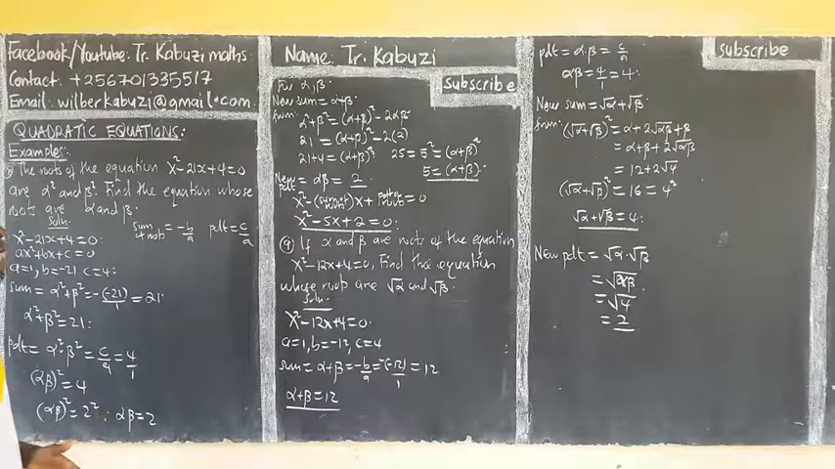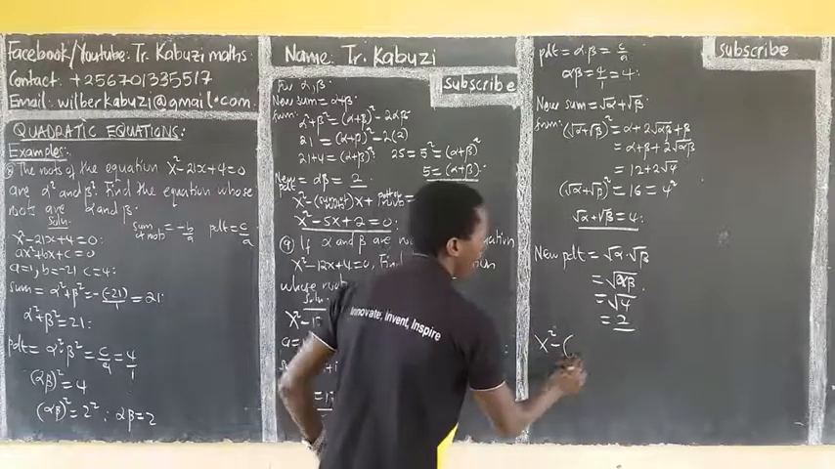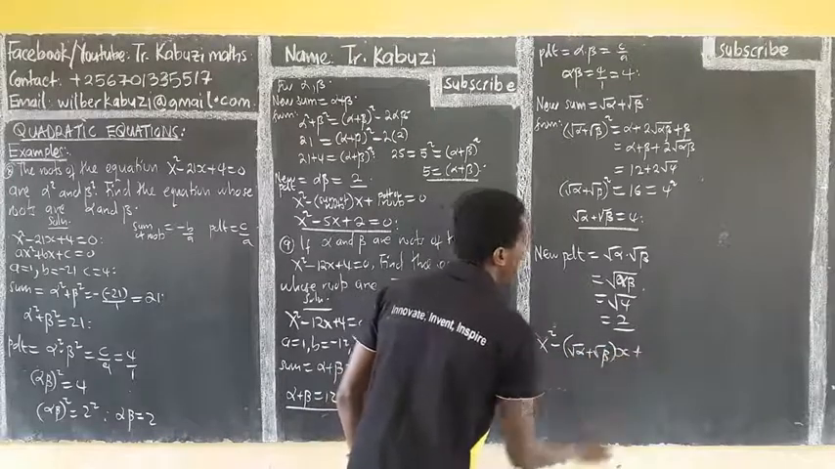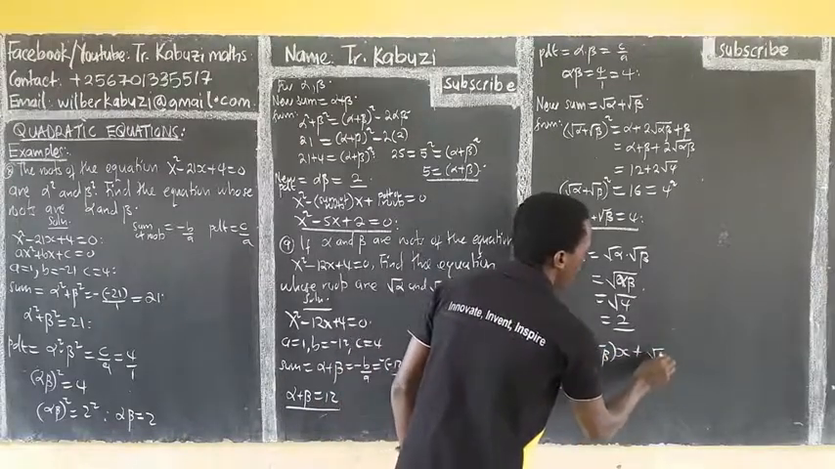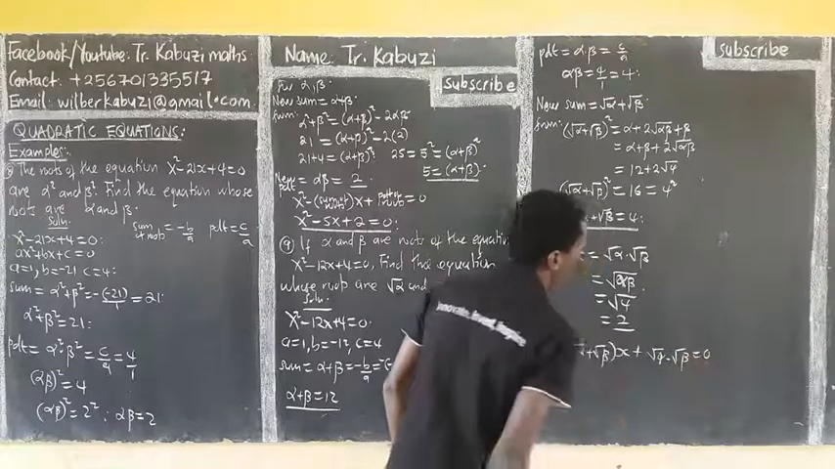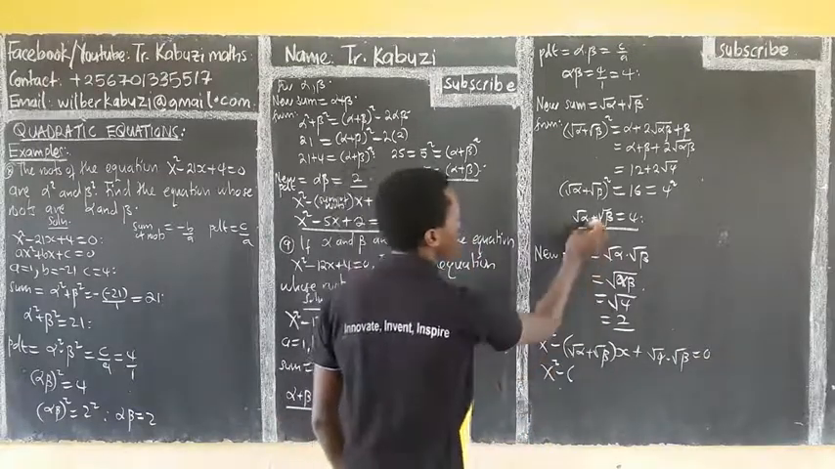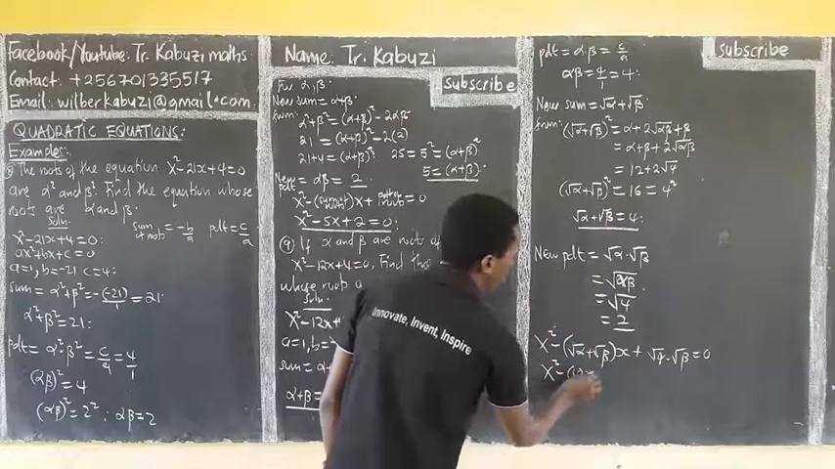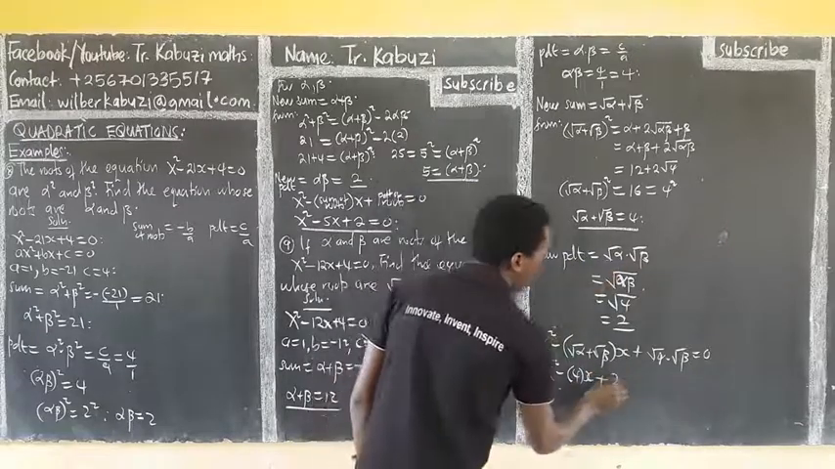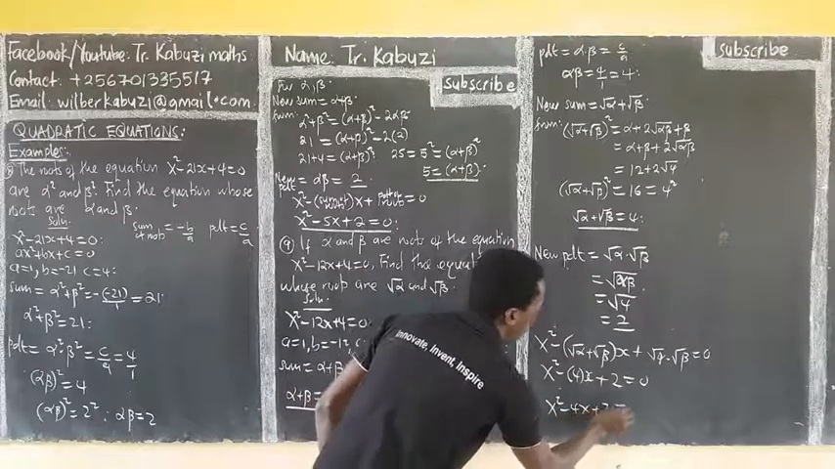So now from there, what happens? I come and I say x squared minus the sum, root alpha plus root beta, into x, then plus their product, root alpha times root beta, the whole equaling 0. This is x squared minus 4 into x, then plus 2, equaling 0. So our equation is x squared minus 4x plus 2 equaling 0.